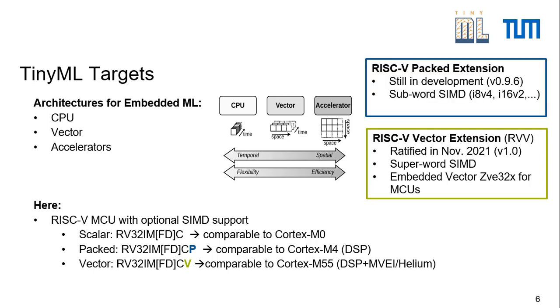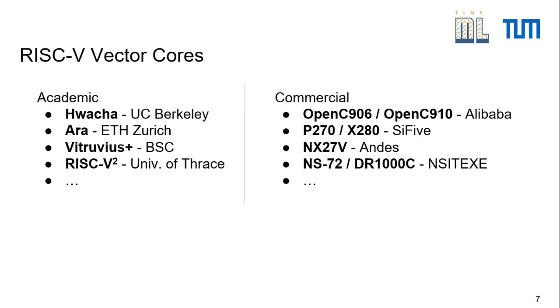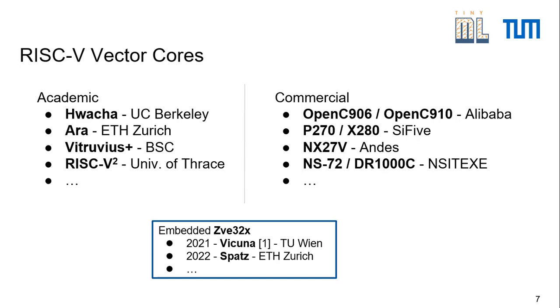The RISC-V packed extension, on the other hand, is performing subword SIMD instructions. This actually means that on the 32-bit targets, you can choose between only two vectorized data types. Either you can perform four 8-bit operations at a time, or you can perform two 16-bit operations at a time. This extension is still in development and will hopefully be finished or ratified by the end of the year. In the field of the RISC-V vector extension, there's a lot going on in the research area as well as in industry. And we are especially happy to see that recently some open cores implementing the embedded vector extension have shown up.